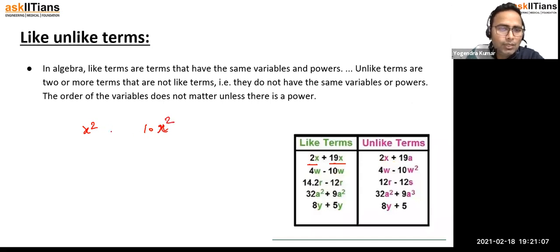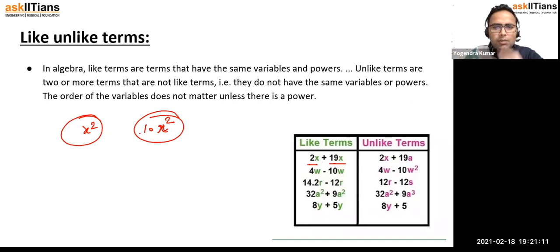Here x square, right? So these are like terms. These are like terms, right? Like terms can be added, like terms can be subtracted, but unlike terms we cannot add or subtract, right? So that is the idea. I hope you're getting it. You can see the examples here.